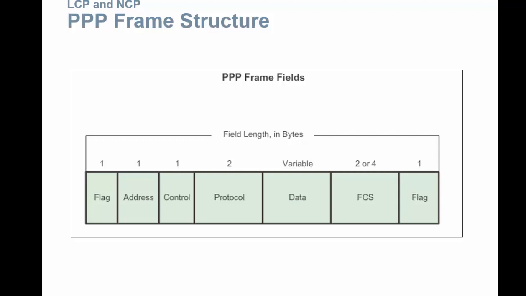Next, we have our data, and that is zero or more bytes that contain the datagram. Then we have our frame check sequence, or FCS. That's normally 16 bits or 2 bytes. And by prior agreement, consenting PPP implementations can use a 32-bit or 4-byte FCS to improve error detection. Your LCPs can negotiate modifications to your standard PPP frame structure, and modified frames are always distinguishable from your standard frames.